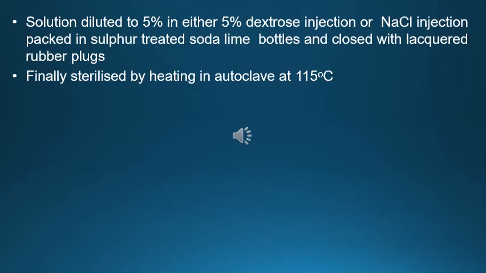After removal of the impurities, the solution is diluted to 5% in either 5% dextrose injection or NaCl injection, and it is packed in sulfur treated soda lime bottles and closed with lacquered rubber plugs. These are further subjected to sterilization in autoclave at 115 degrees Celsius.